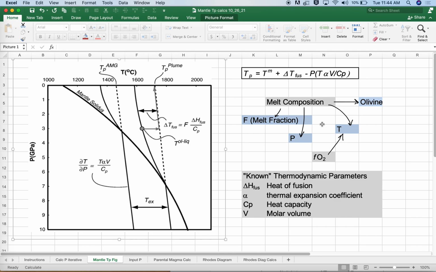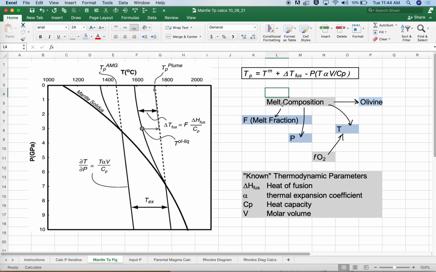And then the blue are our outputs, which will follow the color scheme that we'll show in the CalcPT iterative and input PT spreadsheets when we get to that in another video. So from the melt composition, we are going to try to estimate the amount of melting that occurred, the pressure at which the melt equilibrated in the mantle, the temperature at which it equilibrated, and then we're going to assume that it's in equilibrium with olivine. So if there's no olivine in the mantle, this method will not work. If it is equilibrated with olivine, we're also going to calculate the olivine composition too.